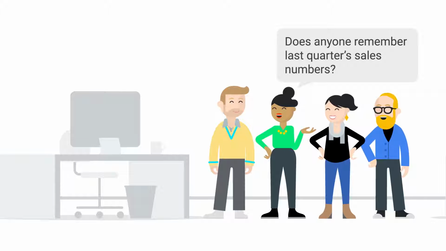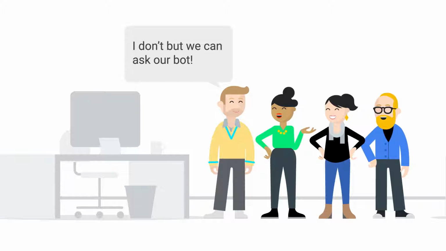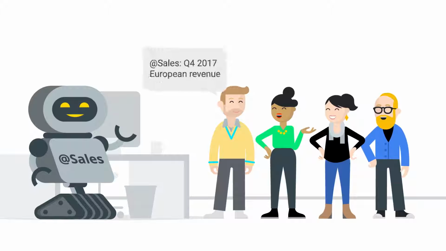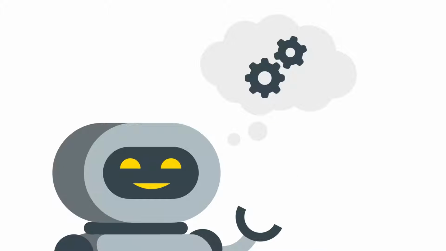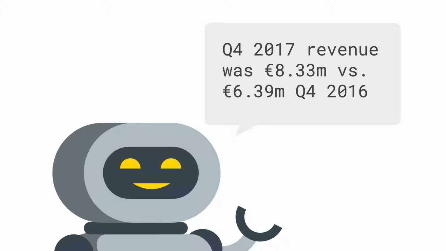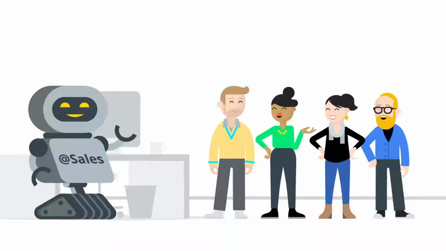Remember last quarter sales numbers? I don't, but we can ask our bot. @Sales, Q4 2017 European revenue. Processing. Q4 2017 revenue was €8.33 million versus €6.39 million Q4 2016. Thanks.